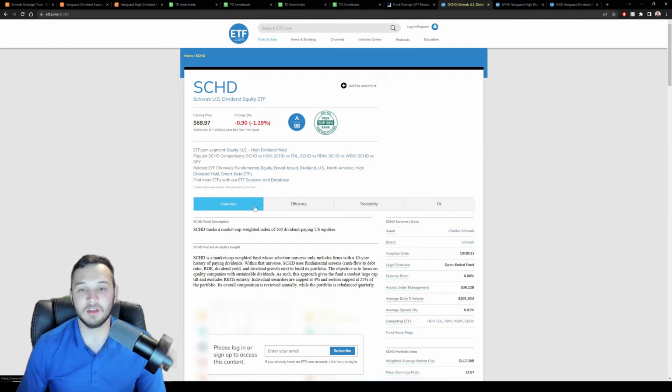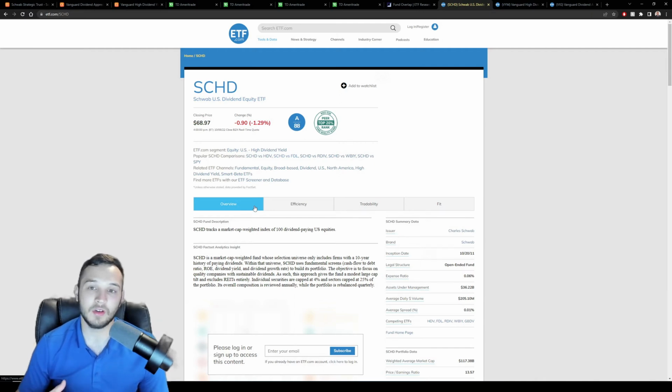And so SCHD is kind of a blend of both VYM and VIG in the regard that it's paying above average dividend yields while also focusing on dividend growth. So SCHD is on its own. I personally wouldn't put it into either a high dividend yield or a high dividend growth rate. It's simply kind of a blend of both worlds, and that is why I've included it in this comparison video.